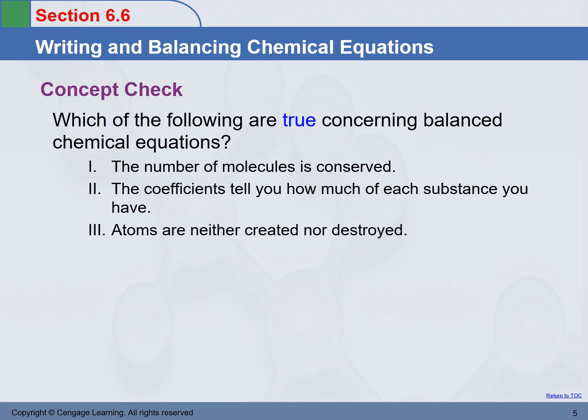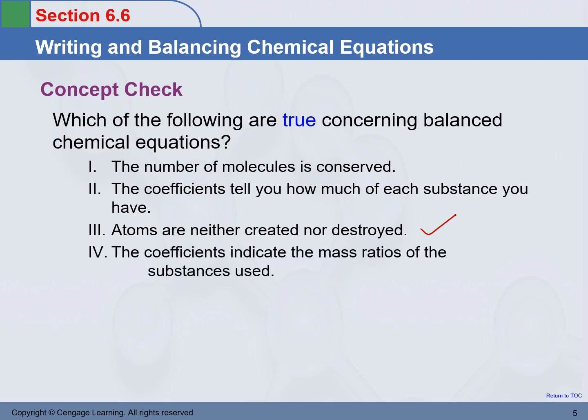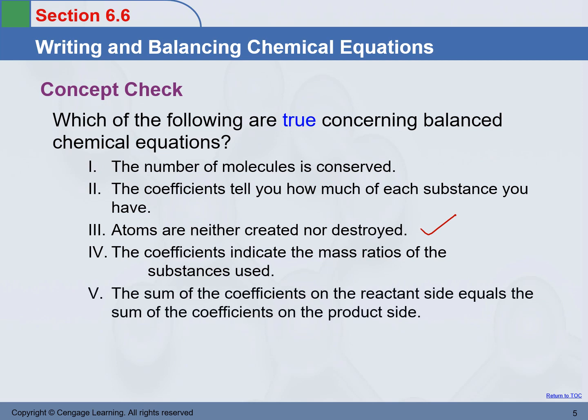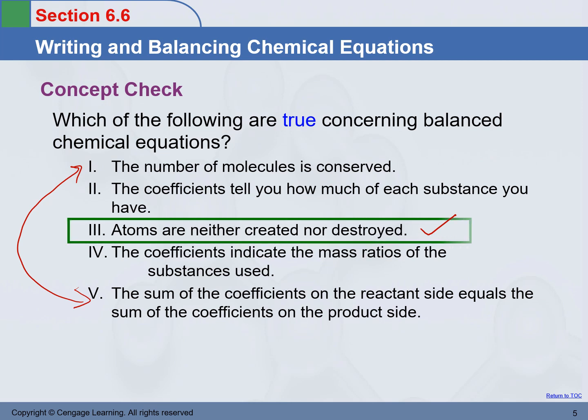Atoms are neither created nor destroyed. That is right. You do not change the kind of atoms, you just regroup them. The coefficients indicate the mass ratios of substances used. That's not right. They indicate the ratio of the number of particles, or molar ratio, not the mass. The sum of the coefficients on the reactant side equals the sum of the coefficients on the product side. That's not right. That is basically the same as the first answer. That is not correct. So the only true answer is number 3.